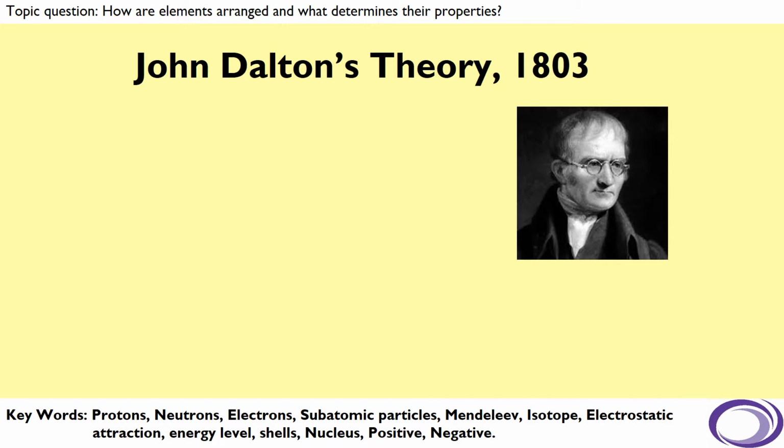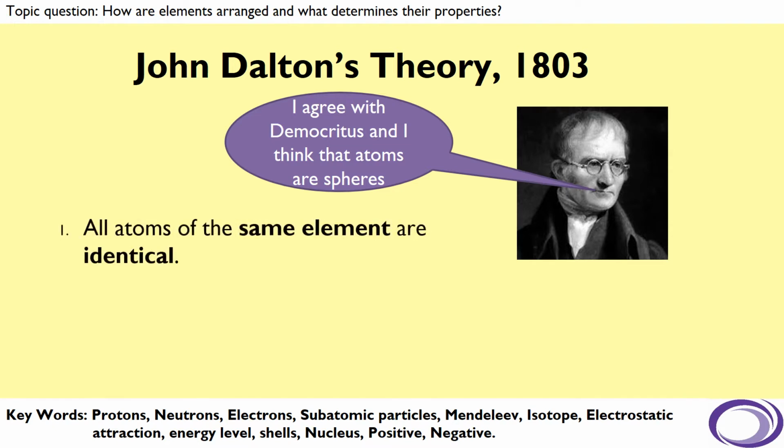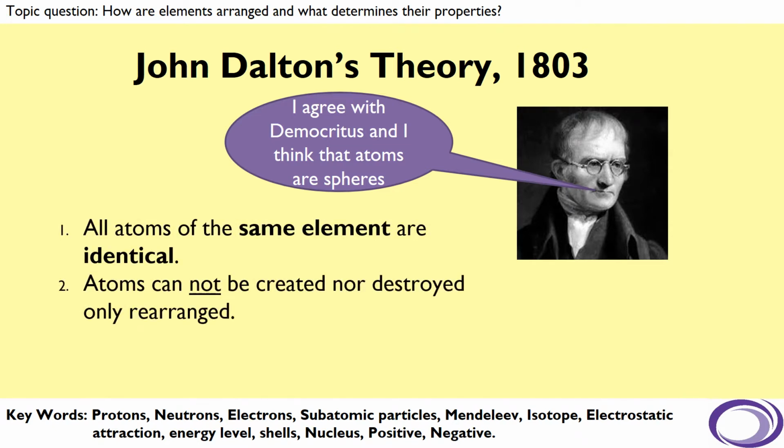In 1803, John Dalton proposed his theory of the atom, and he essentially agreed with Democritus, but he said that he thinks the atoms would be like spheres, and again, they would all be different masses and sizes. He added a little bit to this, and he said that all atoms of the same element would be identical, and that atoms can't be created or destroyed but rearranged, and that atoms could combine and form compounds. So he did add a little bit more to that previous theory.